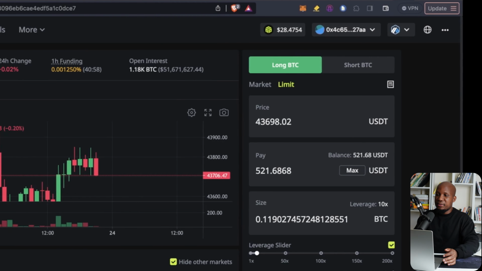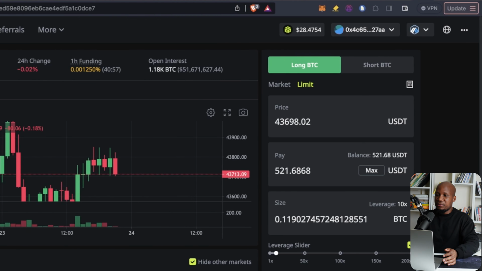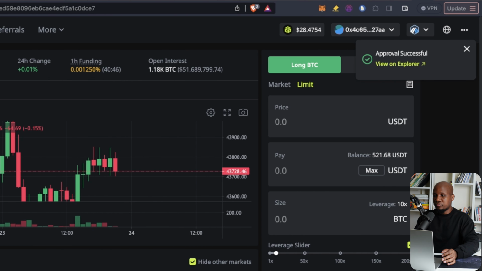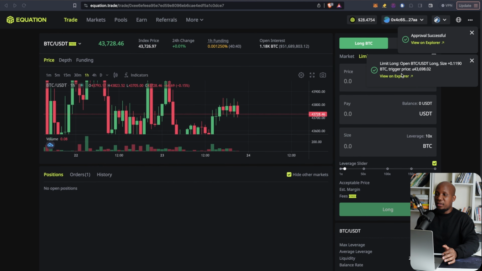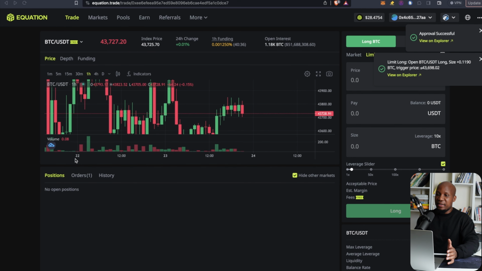And I'm gonna execute this on my MetaMask. So I'm just waiting for that to approve. And then I'm gonna go long on BTC and approve. So you can see our trade was executed. However, you don't have the trade open yet, but where the trade is sitting is on orders.